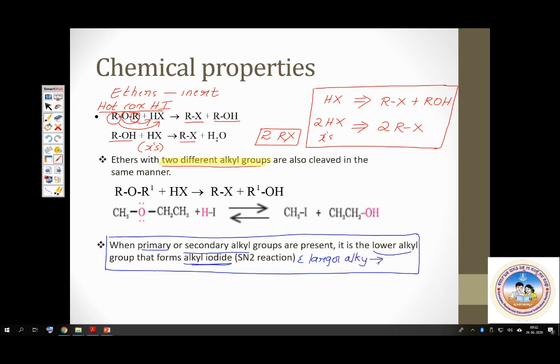Listen to this carefully. I repeat it again. If your ether has primary or secondary alkyl groups, we all know how to recognize them, correct? Then upon reaction with HI, the smaller R group forms the halide, that is iodide, and the larger R group forms the alcohol. Simple. Okay. So let's check out one example. Hope you have taken down this rule. Please write it down.